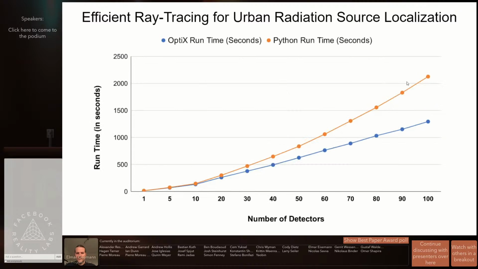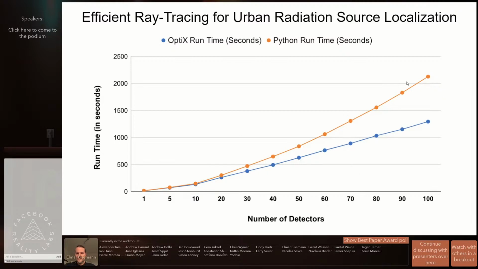We compared the NVIDIA Optics implementation of the ray tracing method to a Python implementation that does not use the NVIDIA RTX GPU. We compared the performance of these two implementations by measuring the time required to compute the expected detector response for various sets of source detector pairs. We randomly generated 1,000 radiation source locations. For each of these sources, we computed the expected detector response for up to 100 randomly generated detector locations.